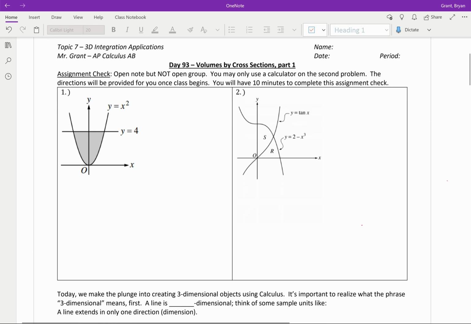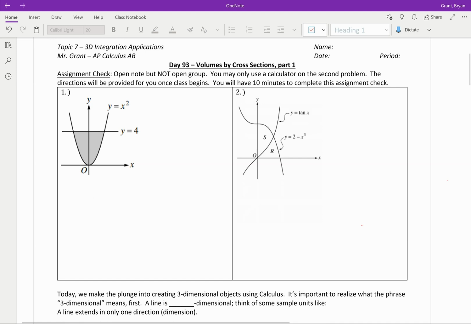Now we're done with our area stuff, and we're going to get into something called volumes by cross sections. We're getting three-dimensional today. However, before we start, we have a quick assignment check to make sure that you understood what you learned last class. So there are two problems here. You're going to have 10 minutes to complete this, and you'll need to pause the video and then do it, and then unpause after to see how you did.